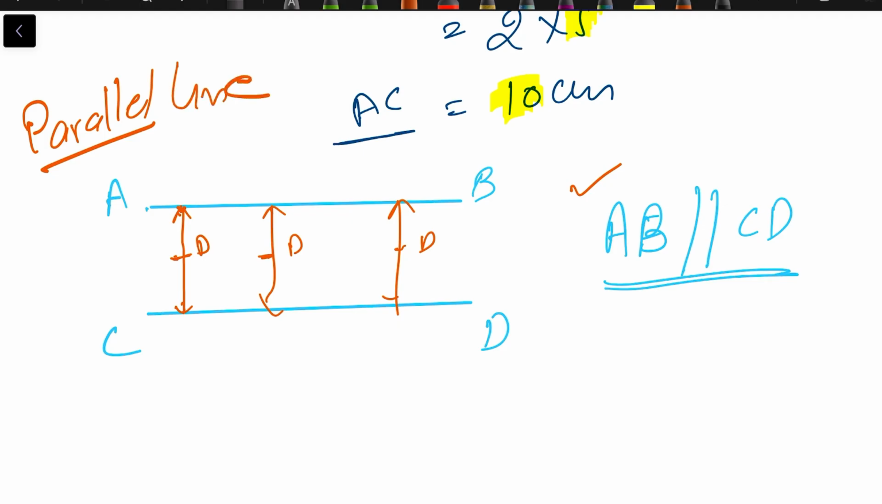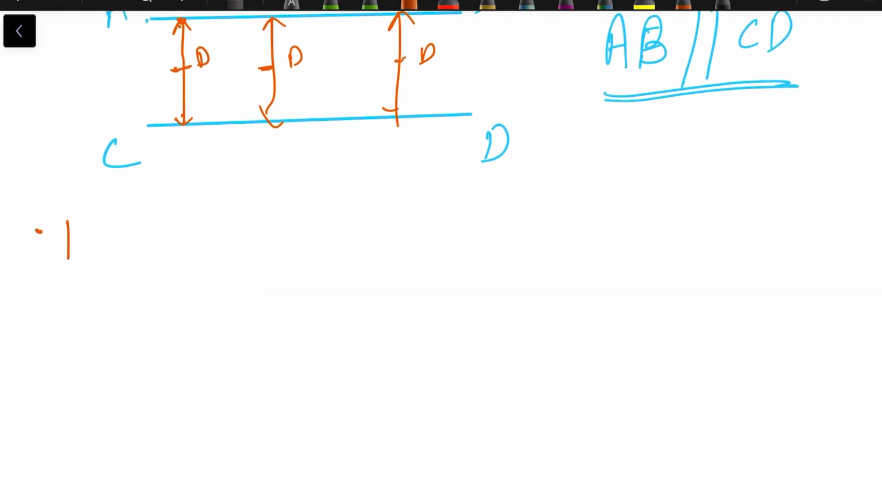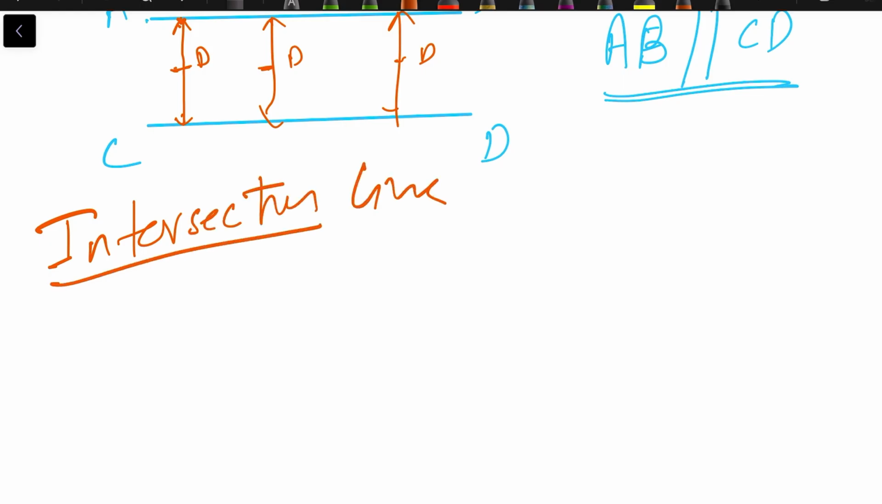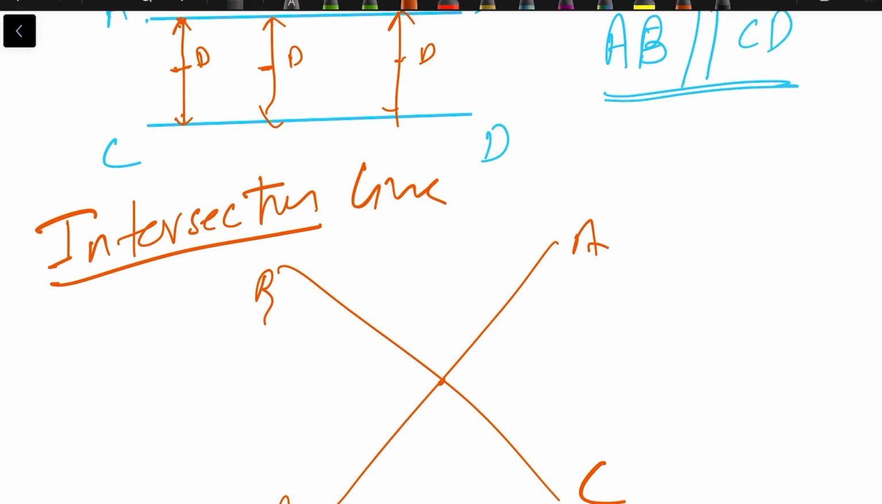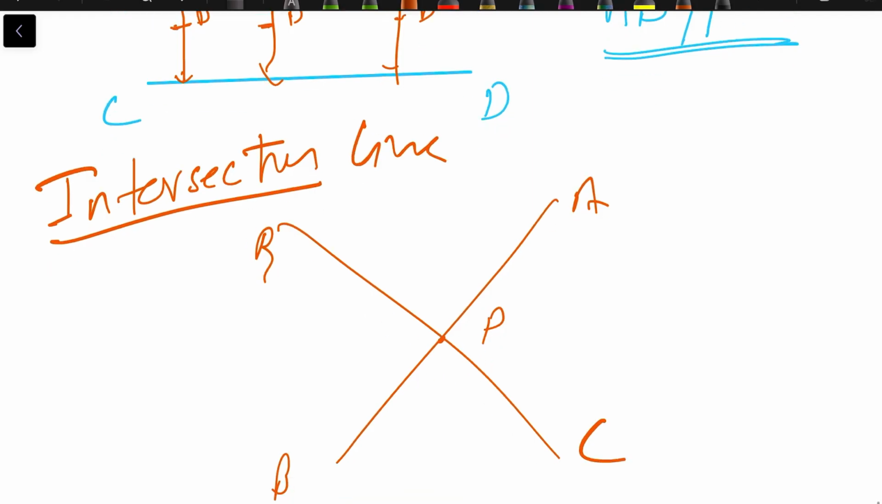Then what is an intersecting line? Intersecting line means I have a line AB and this is BC, and they are intersecting at some common point, like P will be the point where they are intersecting. So this is known as an intersecting line. Okay, clear?